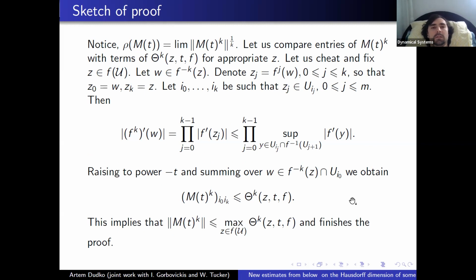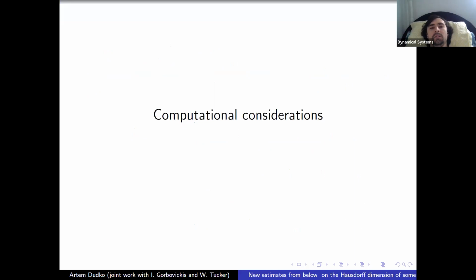Now, so it's surprisingly simple and it demonstrates that no one did it before, maybe because of the technical reasons. Because it's hard to make accurate numerical calculations. Now, let me just say a few words about computational considerations.